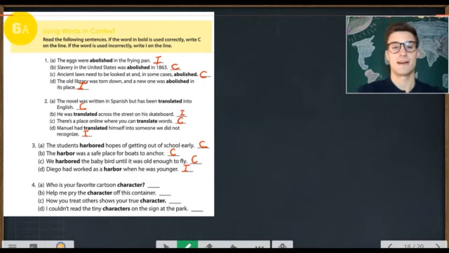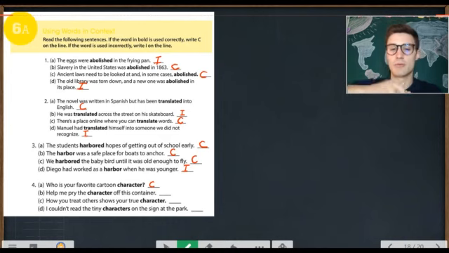Incorrect. Great. Next up, number 4. A. Who is your favorite cartoon character? Is character used correctly or incorrectly? Correct. B. Help me pry the character off this container.